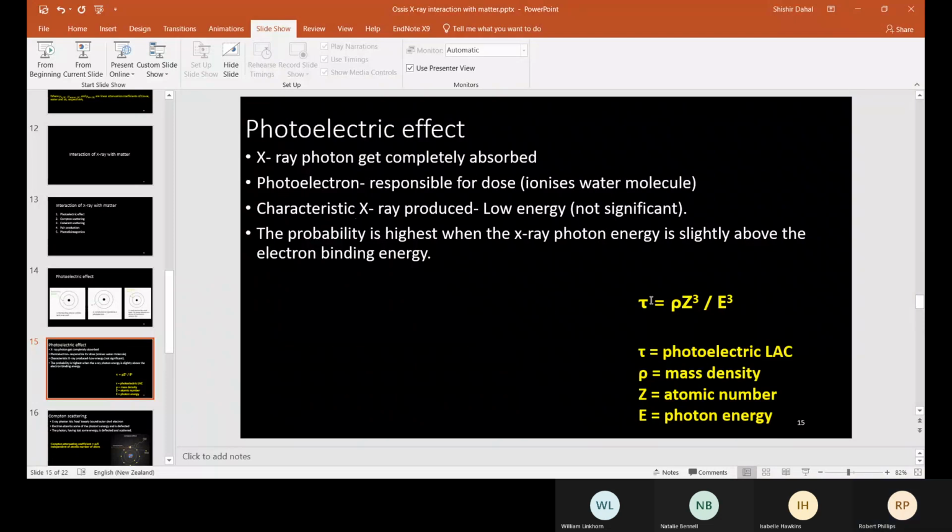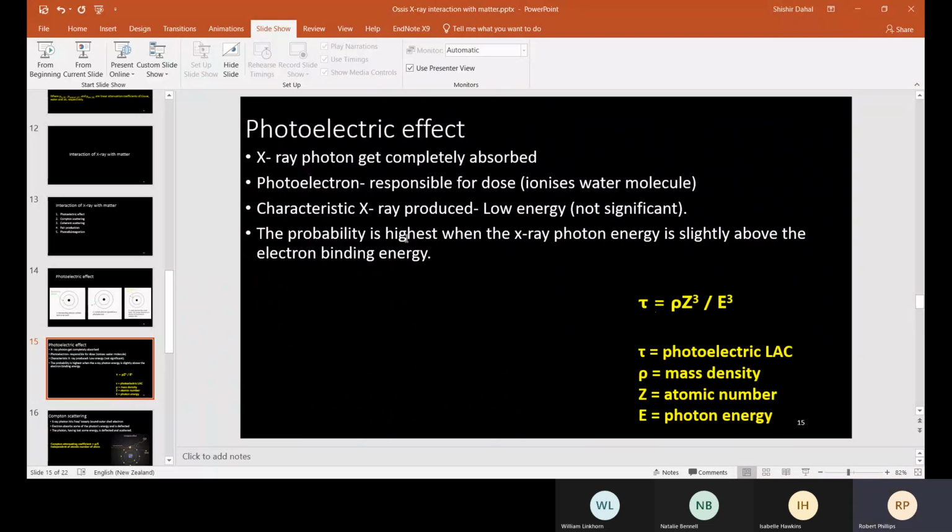And now, how to calculate the photoelectric effect? There is this equation. This tau is the photoelectric attenuation. The photoelectric effect is directly proportional to the density of the material, its atomic number, and inversely proportional to the cube of the X-ray energy. This cube of X-ray energy.